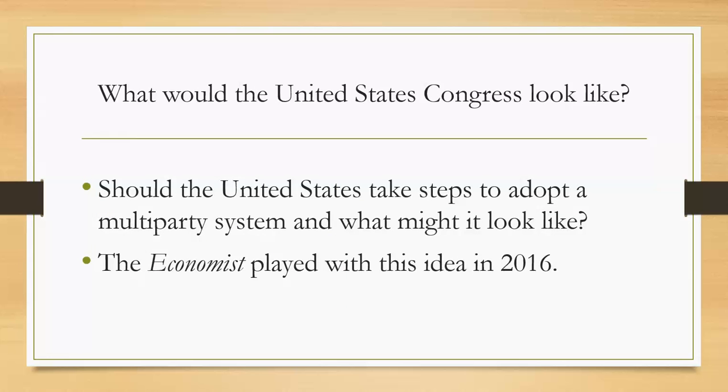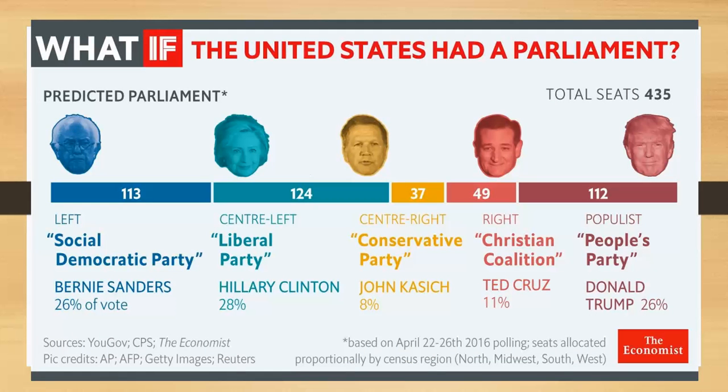So let's pose the question, what would the United States of America look like in a multi-party system? The Economist actually did play with this idea, and here's what they came up with. 5 hypothetical political parties across the political spectrum. About a quarter of the United States would vote for a Democratic Socialist Party, similar to the policies of Bernie Sanders. You would find about a quarter of the American public would support the populist party policies of Donald Trump. You might call that the Populist Party or the People's Party.